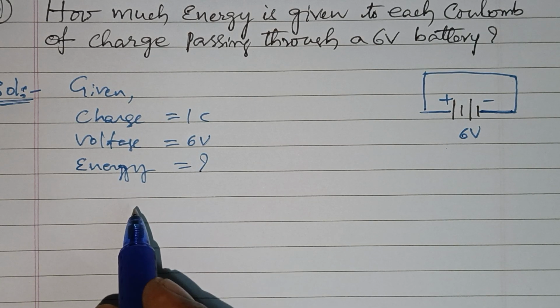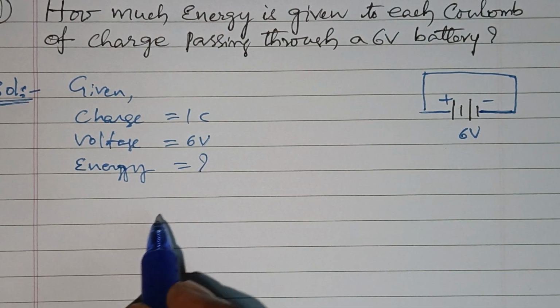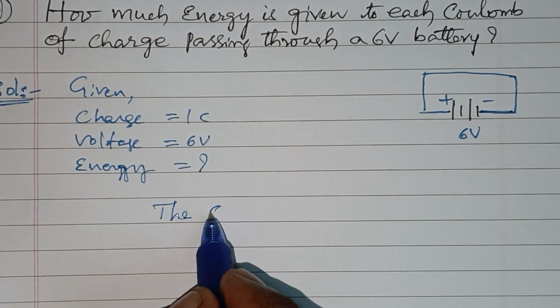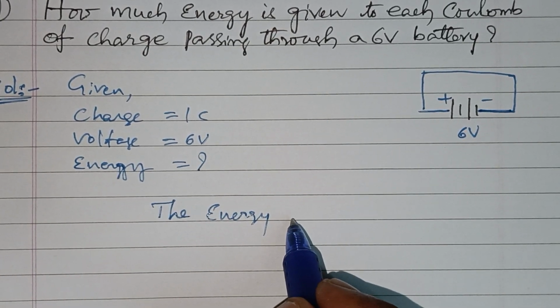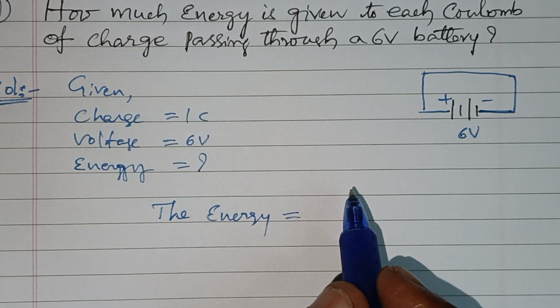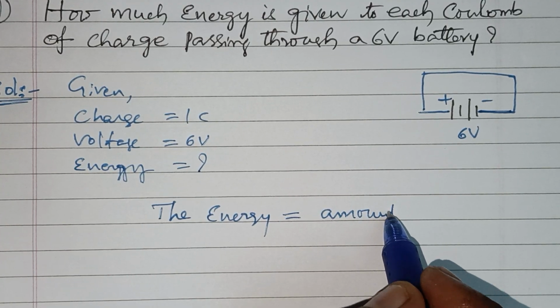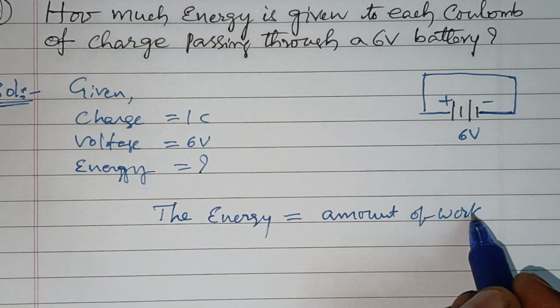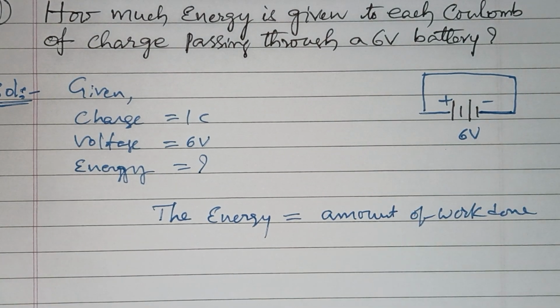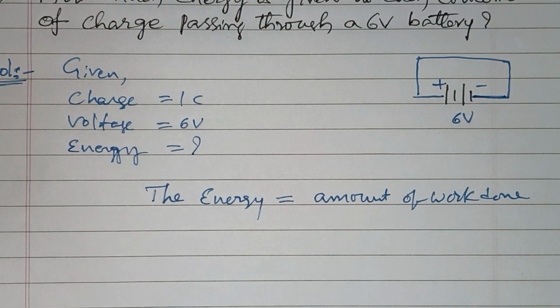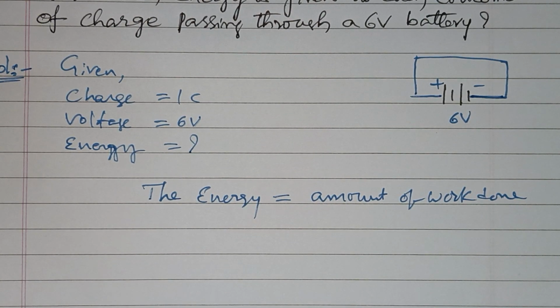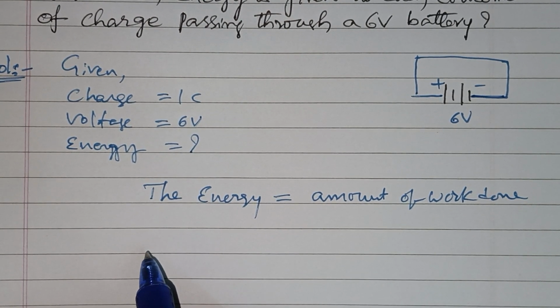Now here we have to understand one thing. The energy given to each coulomb of charge is equal to the amount of work done. So we have to understand it in this way: the energy which is given to push 1 coulomb of electric charge through a circuit or battery is equal to the amount of work done. We know the work done formula.